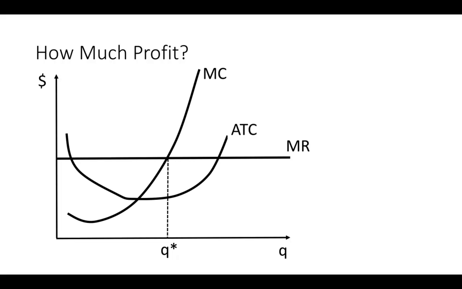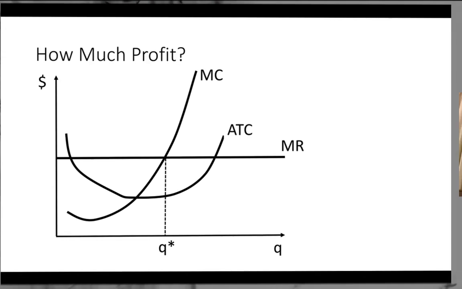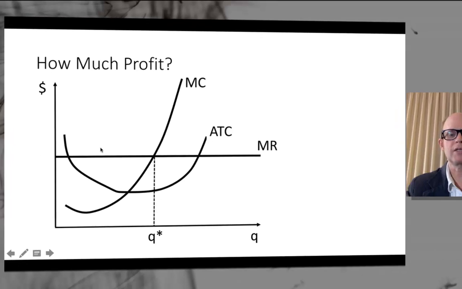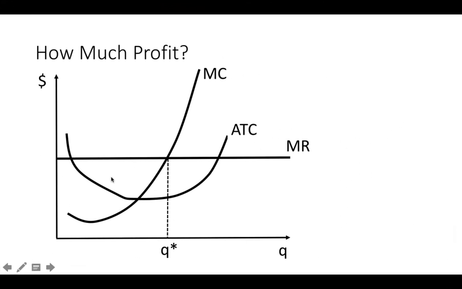So now the question is, how much profit would that firm make? Remember, the definition of profit is total revenue minus total cost. The revenue is simply the price multiplied by the quantity. So you've got the price up here and the quantity. The revenue would be this large rectangle here. The cost would be found by multiplying the quantity they'd be producing by the average total cost. So this smaller rectangle here would be the cost.